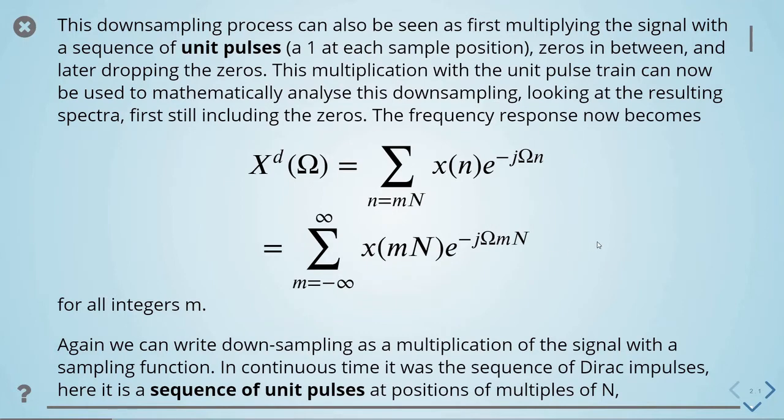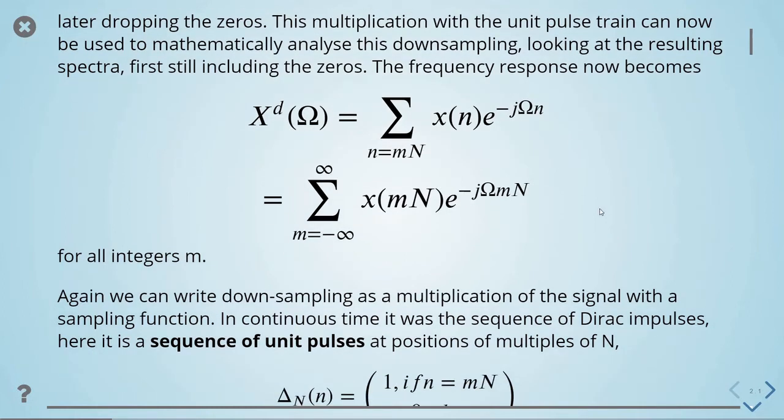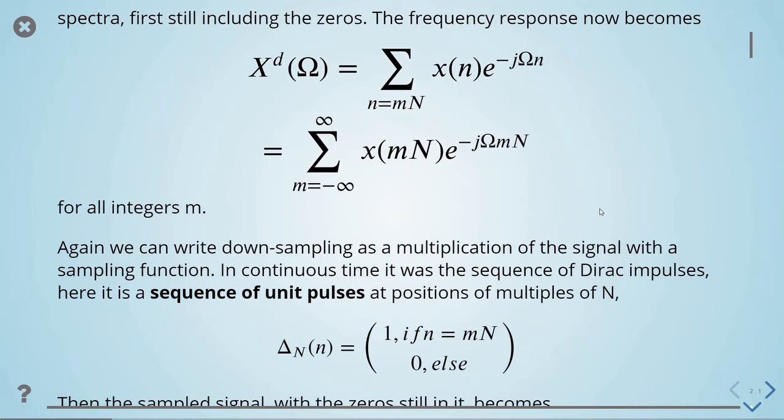So we can write downsampling as the multiplication of the signal with a sampling function. In continuous time it was a sequence of Dirac impulses, but here it is a sequence of unit pulses at positions that are multiples of n.